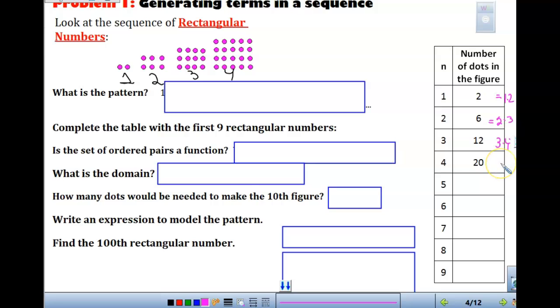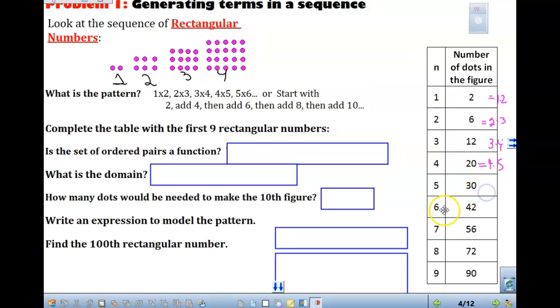So could I, without drawing this, get my pattern of the next numbers? This one is going to be 4 times 5. So try those next ones, please. 5 times 6, 6 times 7, 7 times 8, 8 times 9, 9 times 10. It says, what is our pattern that you're filling in? The pattern was 1 times 2, 2 times 3, 3 times 4, okay?